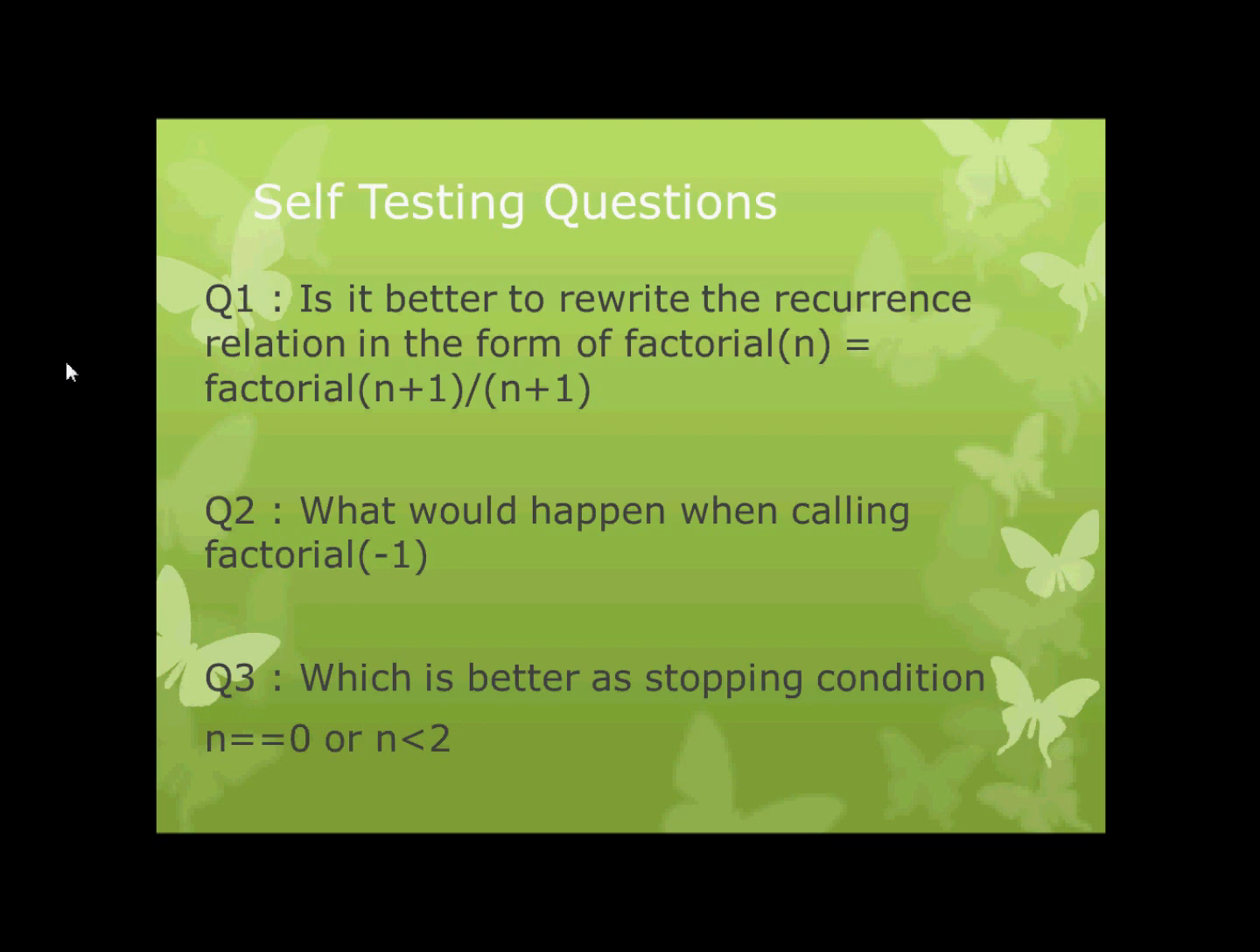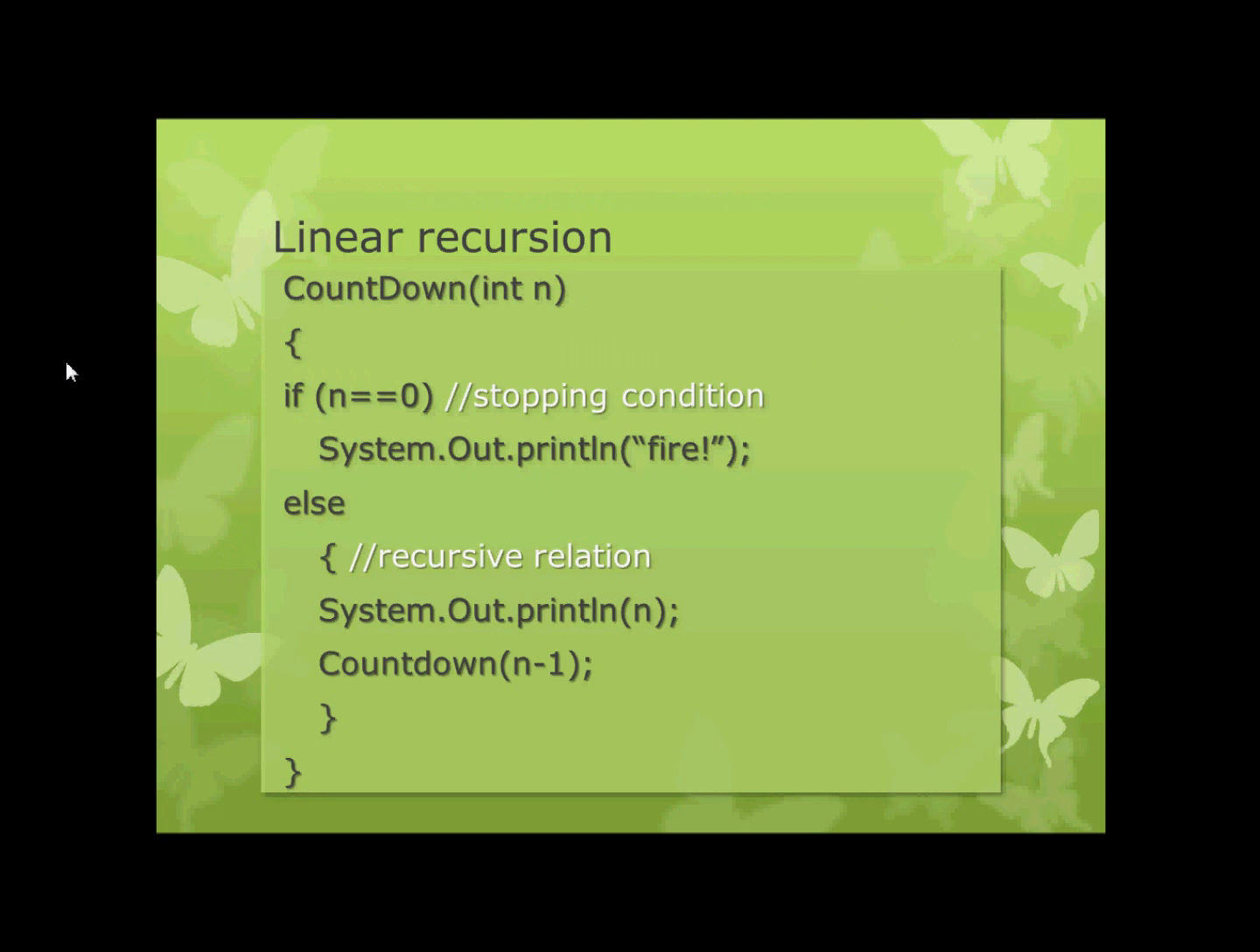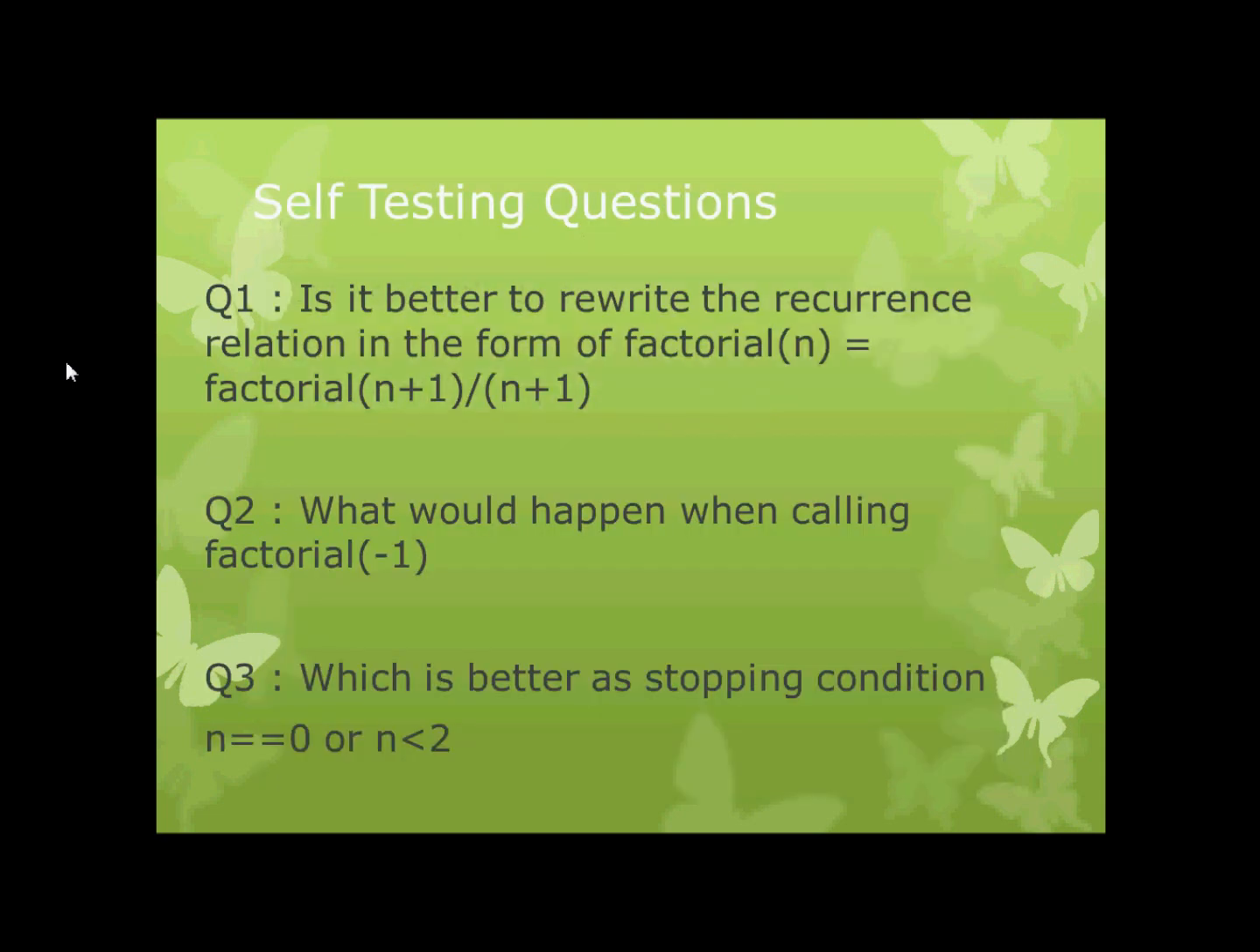Also, what would happen if we try to compute factorial of minus 1? Which is better as a stopping condition, n equals 0 or n is less than 2? Okay, I will give you some time to think about these problems, and then we will answer them later.